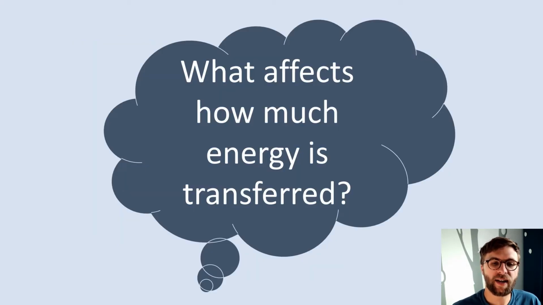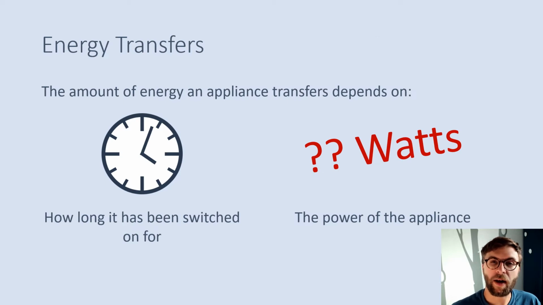So what affects how much energy is transferred by an appliance? Well, there's 2 things. The amount of energy that an appliance transfers depends on how long it's been switched on for. Obviously, the longer that it's switched on for, the more energy it transfers. And secondly, the power of the appliance. And again, the higher the power rating, the more energy that it's going to transfer in a certain amount of time.